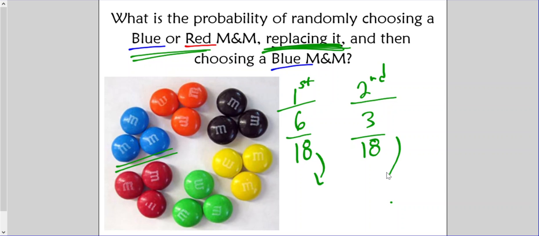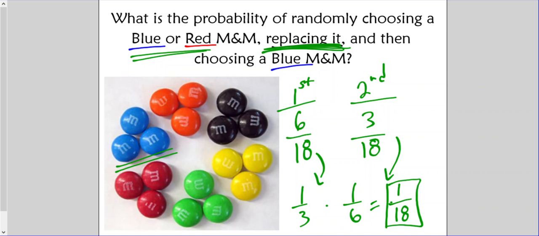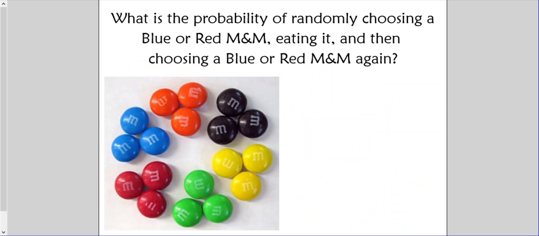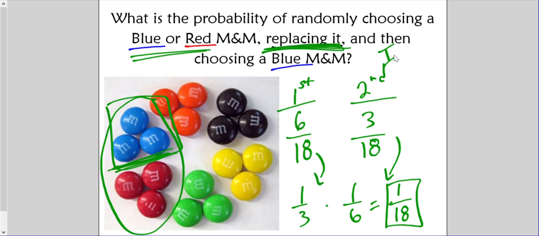Let's simplify each of these. That turns into 1/3. That turns into 1/6, and I can multiply straight across. 1 times 1 is still just 1. 3 times 6 is 18. So that's the chance that I get a blue or a red with the first event, and then the second event, after replacing that blue or red, I get a blue one. Just to make it clear, those are independent events because I replaced the first M&M.